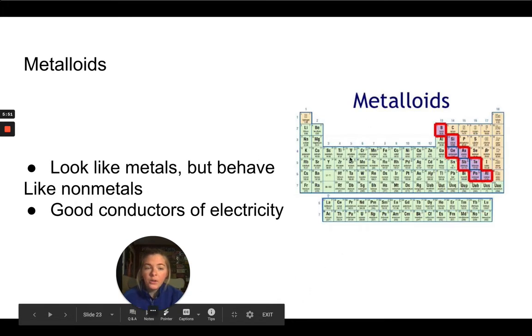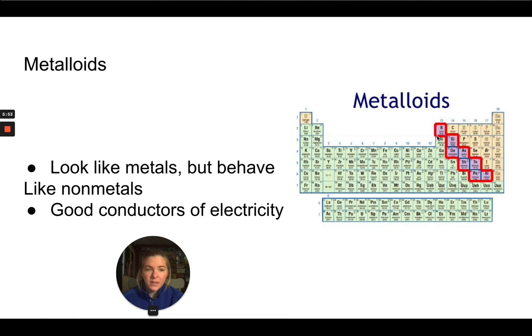Okay, when looking at the whole periodic table, you can see there's a little stepping ladder down the middle. Anything that's touching those stepping ladders are what are called metalloids. They look like metals, but they behave like nonmetals. They're good conductors of electricity. They're neither a metal nor a nonmetal. They're just in the middle of the two.